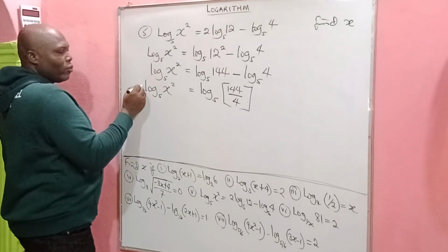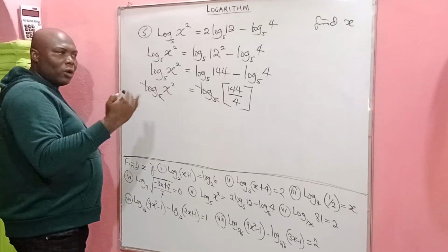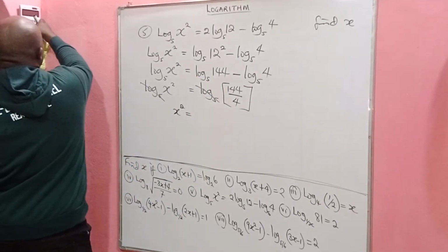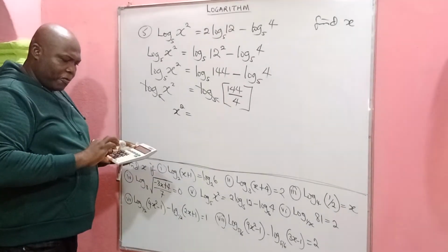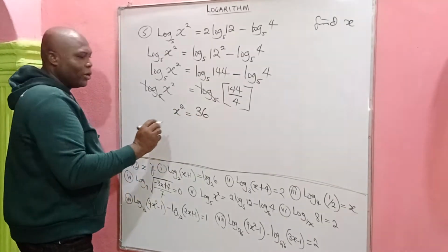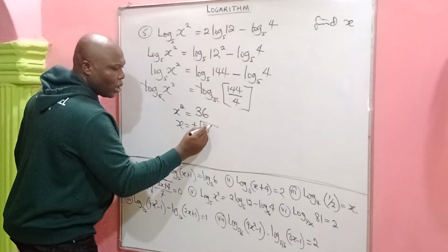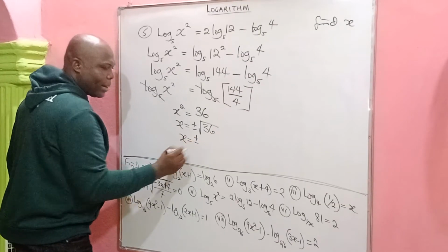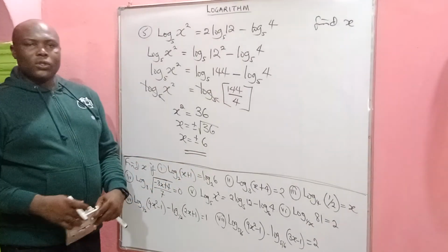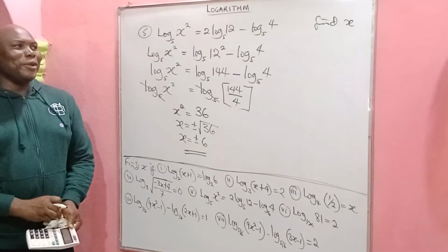Just what we had in the third law. At this point now, the log to base 5 will cross the log to base 5 because we have them as common on both sides. So our x squared now will be equal to 144 divided by 4. Alright, so 144 divided by 4 will give us 36. Very simple. Therefore, x now will be plus or minus the square root of 36, the square crossing the square root. The square root of 36 is 6. Therefore, the value of x is plus or minus 6, which is plus 6 or minus 6.